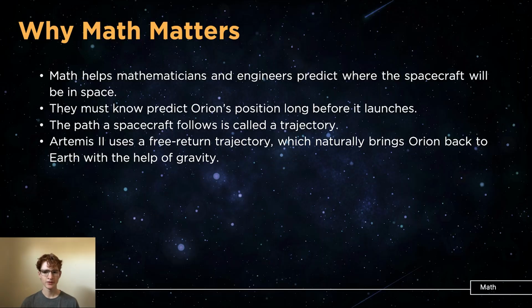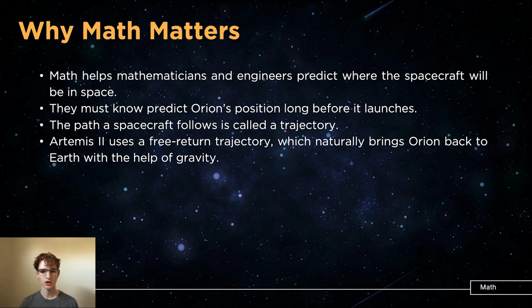When people think about space missions, they usually think about rockets, astronauts, or how cool pictures of the moon are. But behind all of that is math. Math helps mathematicians and engineers predict exactly where the spacecraft will be in space. And they don't just figure this out during the mission, they have to know where Orion will be long before it even launches. The path the spacecraft follows through space is called a trajectory.